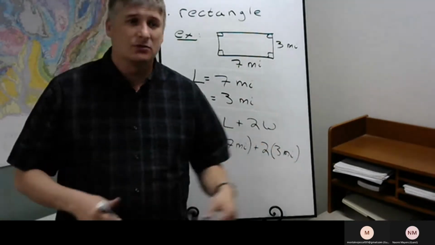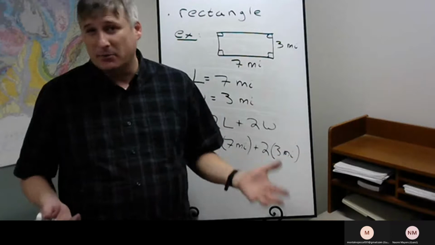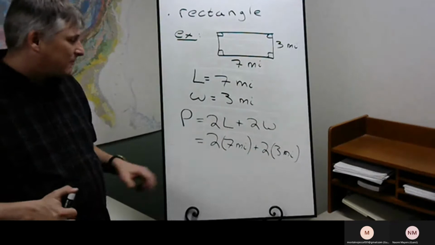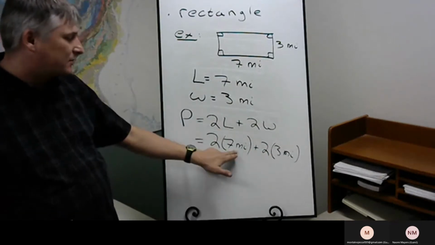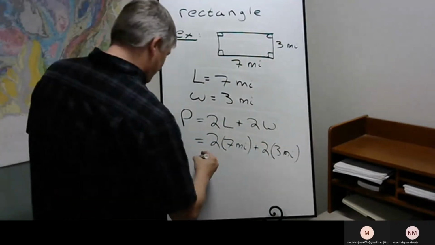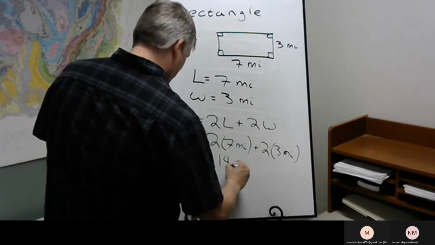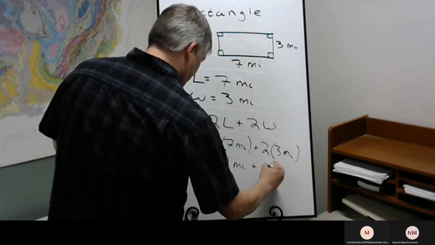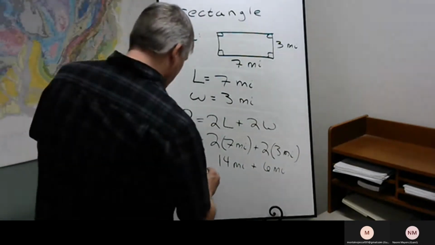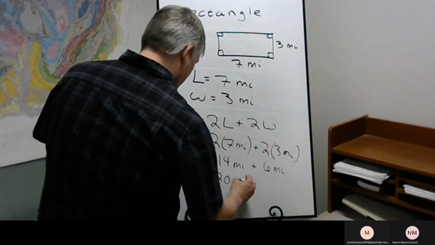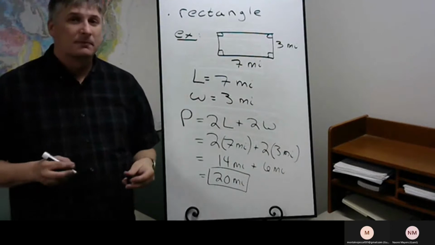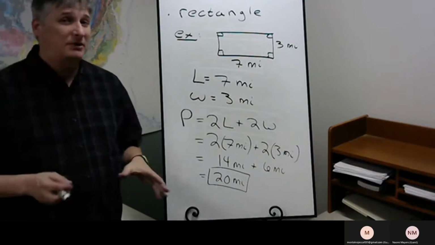Multiplication is just repeated addition. So if you go L plus L plus L, if you add up 3 L's, well, that's the same as 3 times L. So we have 2 times L. So it's going to be 2 times 7 miles plus 2 times 3 miles. So you get 14 miles plus 6 miles, or 20 miles. And so that's the perimeter of that rectangle. Any questions about that?